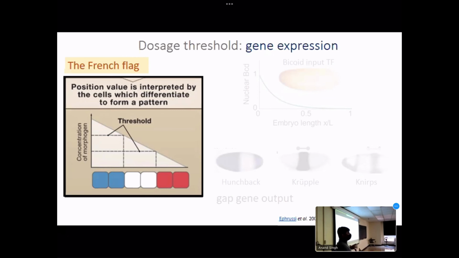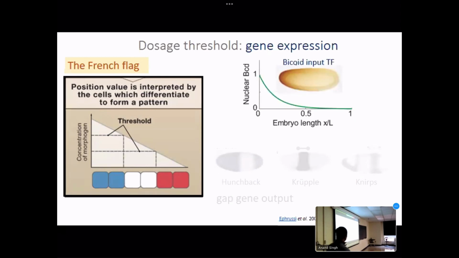This was in the late 1970s, by Lewis Wolpert. And now you can see there is quite a bit of similarity if you compare the thresholds from these morphogens to bicoid. Of course, that one is a linear gradient, but this is an exponential gradient, where the bicoid input transcription factor is graded along the length of the embryo.